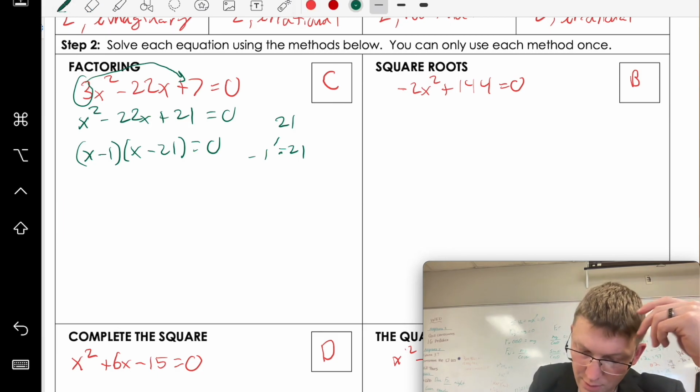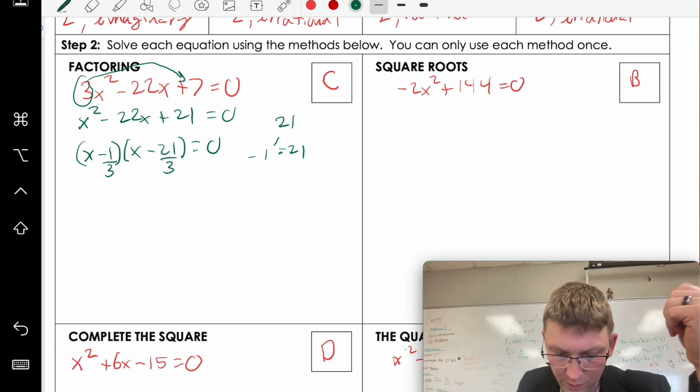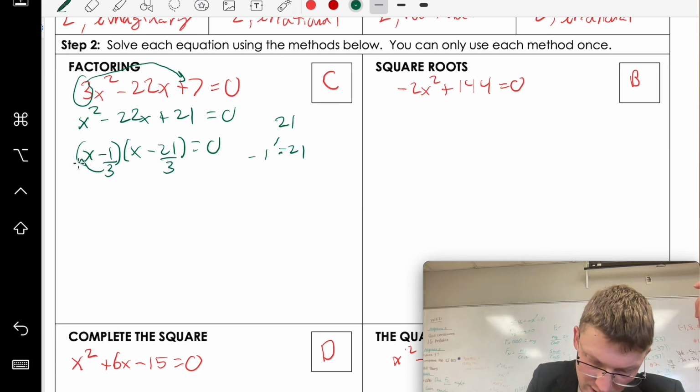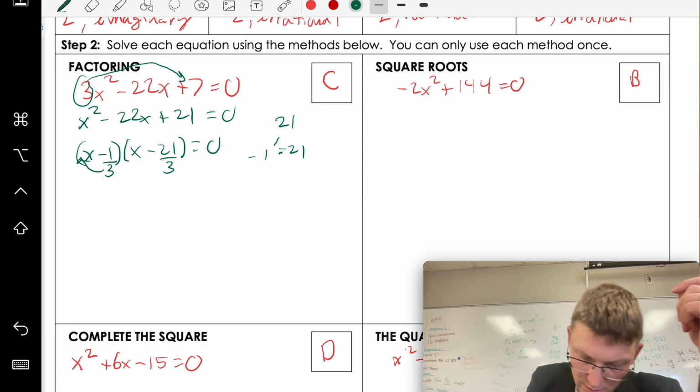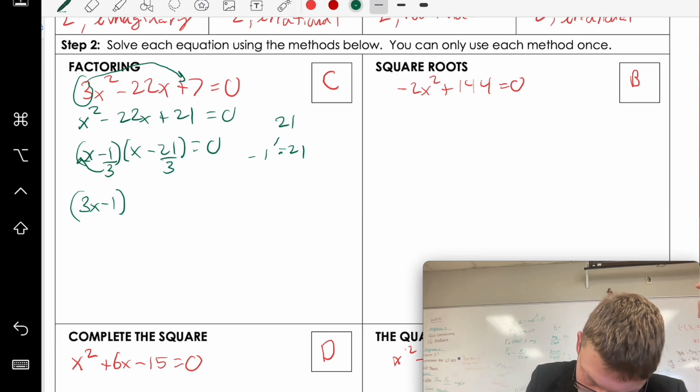So we wrapped the 3 in. Now we got to take the 3 back out. We're going to divide both those by 3. This one has to go to the front because 1 does not divide by 3 evenly. So we're going to have 3x minus 1. And 21 divided by 3 is 7. So we're going to have x 21.